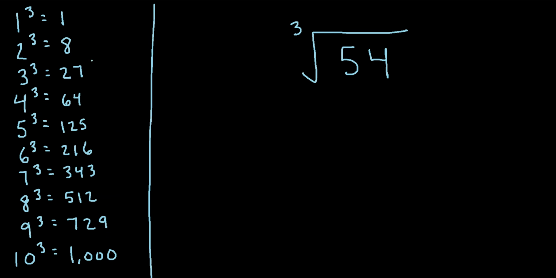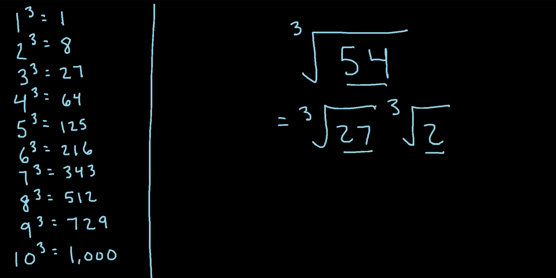So if we're looking at this list, we'll notice that 27 is a factor of 54, because 27 times 2 is 54. So what we can write is this is equal to the cube root of 27 times the cube root of 2. Remember, because 27 and 2 multiplied together makes 54. So the cube root of 27 is just 3. So this can be simplified to 3. And the cube root of 2, it's not an integer, so we'll just leave it as the cube root of 2. So that's our final answer.